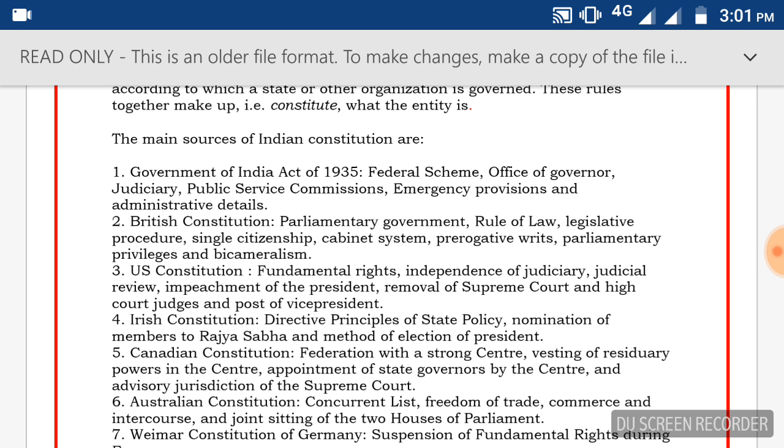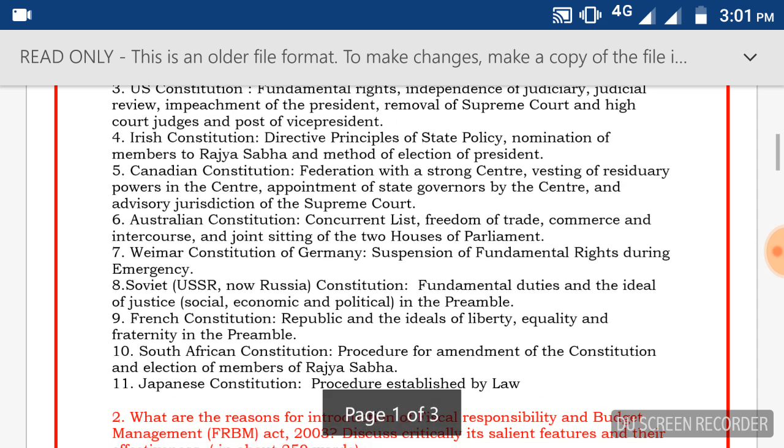Next is impeachment of the president, that is how the president is impeached. Next is removal of Supreme Court and High Court judges and the post of vice president. These have been copied from the US constitution. Now the Irish constitution, that is Ireland.